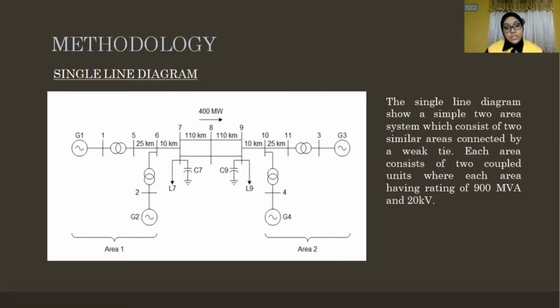Methodology. First is the single line diagram. This is a simple single line diagram of a two-area system which consists of two similar areas connected by a weak tie. Each area consists of two coupled units, where each area has a rating of 900 MVA and 20 kV.